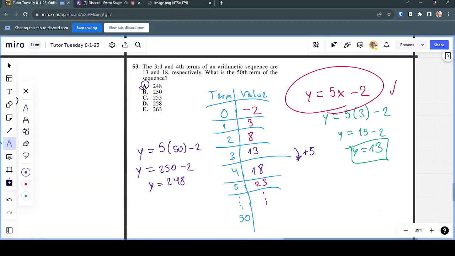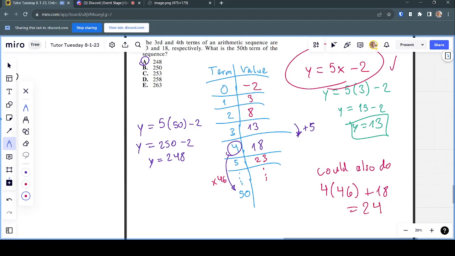46 times 5 plus 18 was another formula that was offered up, and that would also work because, in order to get from the 4th term to the 50th term, we have to go another 46 times. And since we already started at 18, we could also do 4 times 46 plus 18. It actually doesn't really matter your start point as long as you know the number of progressions to go further. So this would also equal 248.